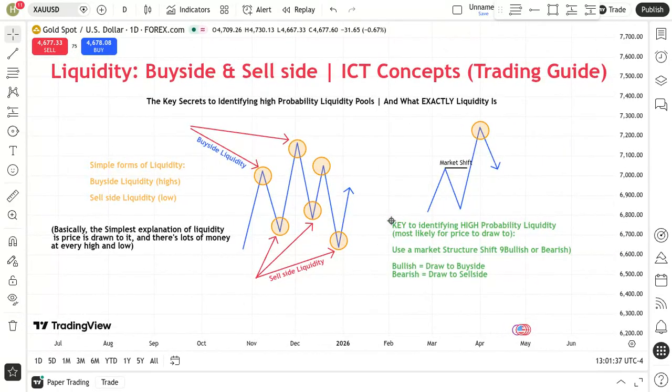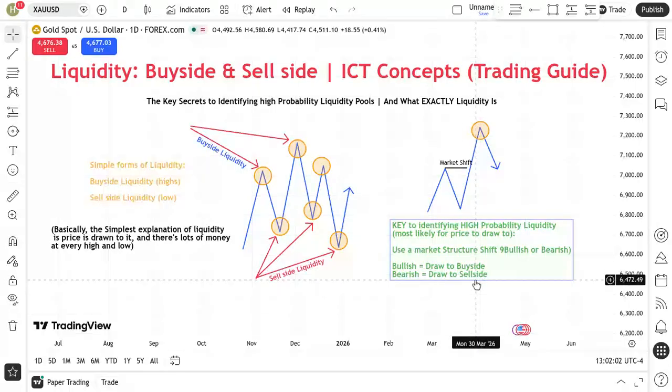So this was mastering liquidity, buy side and sell side using ICT Concepts. This is a trading guide. The simple forms of liquidity are buy side liquidity, which is the highs, and sell side liquidity, which is the lows. And the key to identifying high probability liquidity, which is where price is most likely to draw to, is to use a market structure shift, which shows you whether you're bullish or bearish. Remember, bullish is drawing to buy side liquidity, bearish is drawing to sell side liquidity.